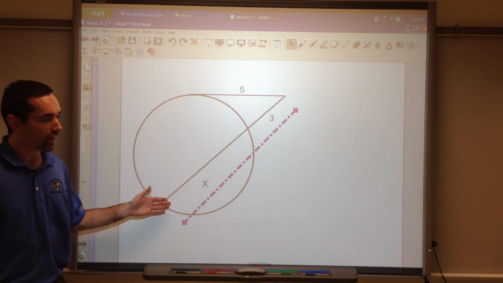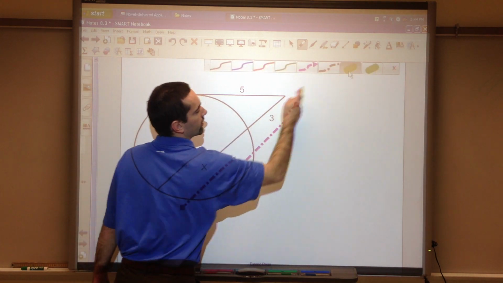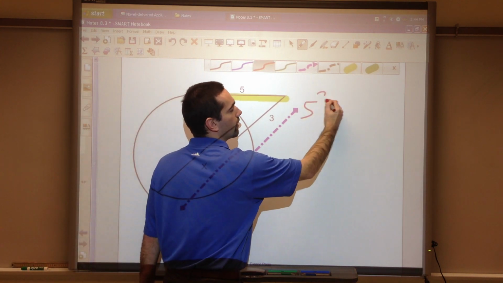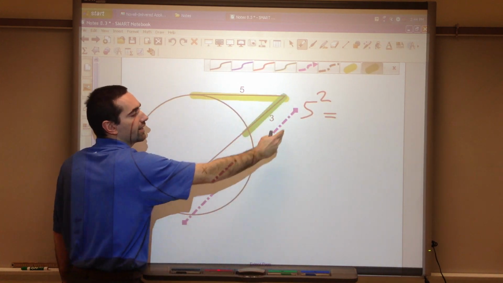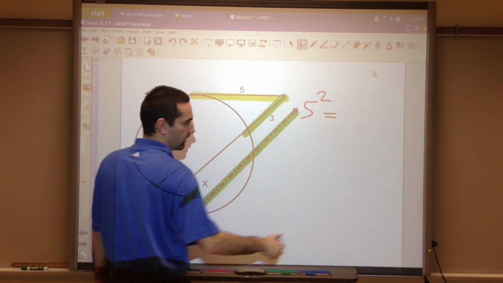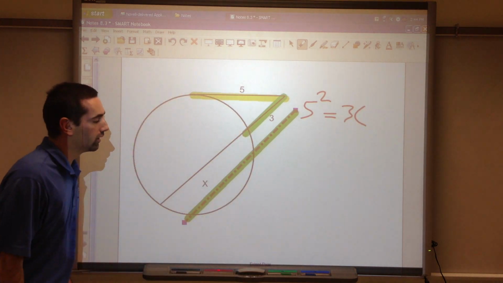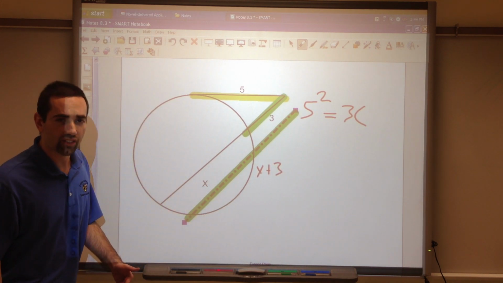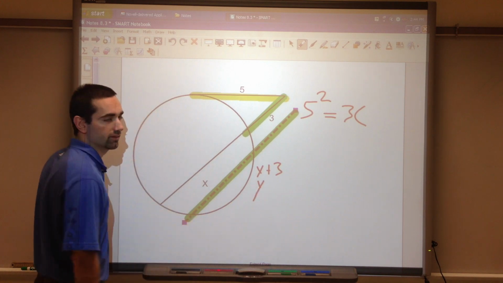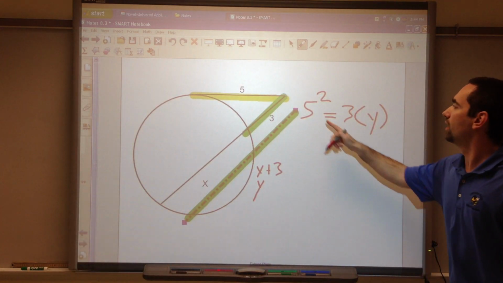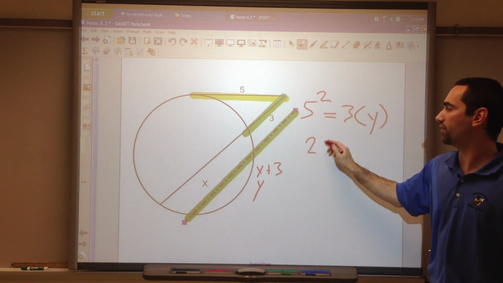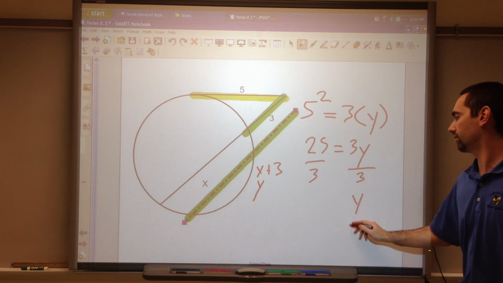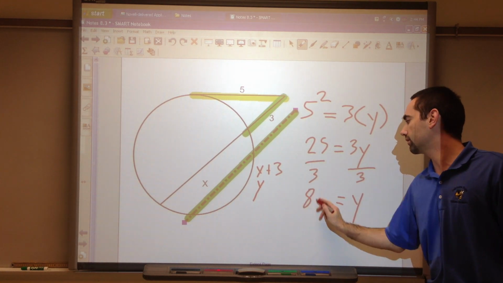Now notice here I've got x down here. Here, it's my tangent. I square the tangent. 5 squared. Outside times the whole. The whole is x plus 3. But again, I like making my life simple. I'm going to call it y. 5 squared equals 3y. 5 squared is 25 equals 3y. Divide by 3, and we get 8.3 repeating.